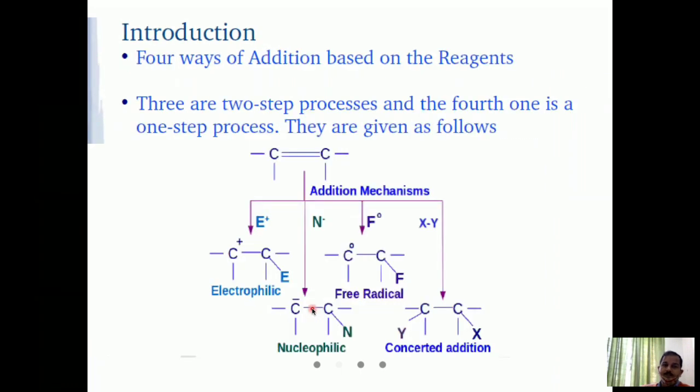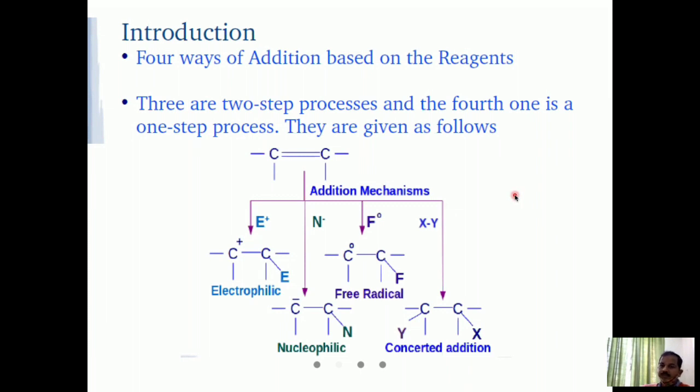Now we can see how many types of addition are possible. Four ways of addition based on the reagents. One is simply electrophile, nucleophile, free radical, and XY addition. This is concerted. Sometimes it is also called cyclic transition state. So this is the fourth type. Three are very common: electrophilic, nucleophilic, free radical. Some people classify this one also as part of these, but basically this is a different kind of addition reaction.